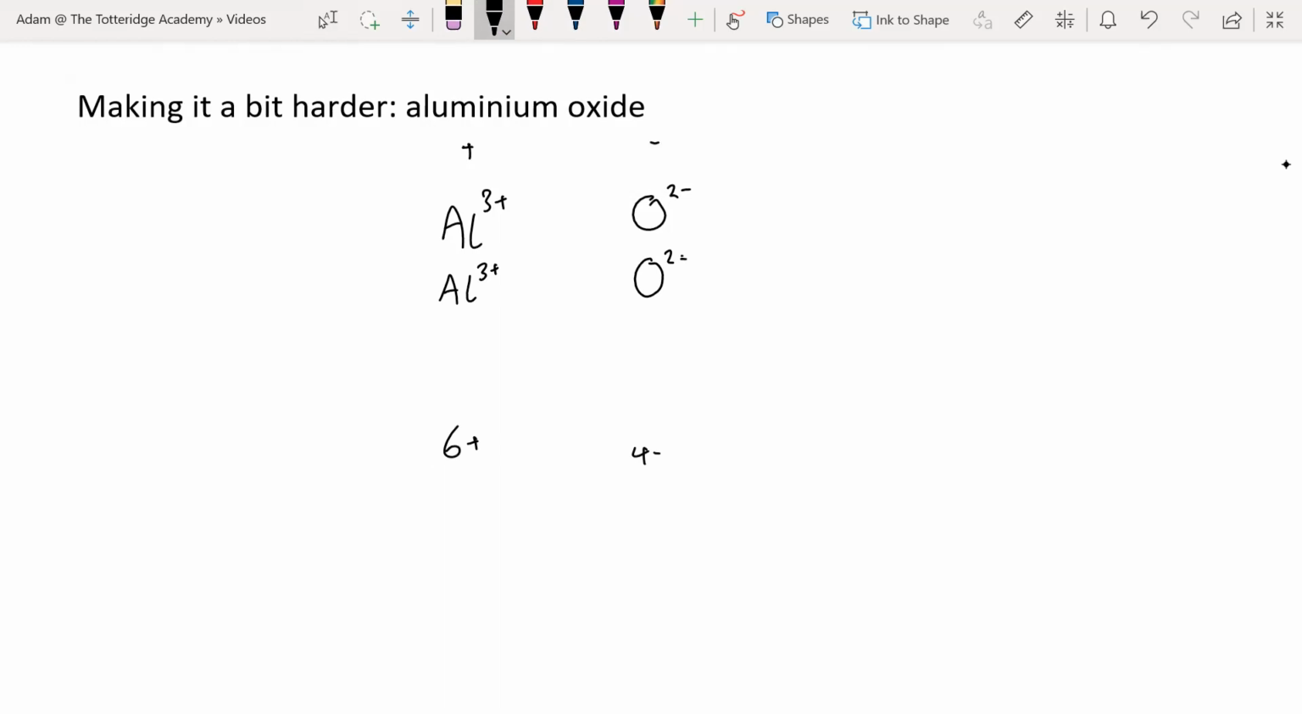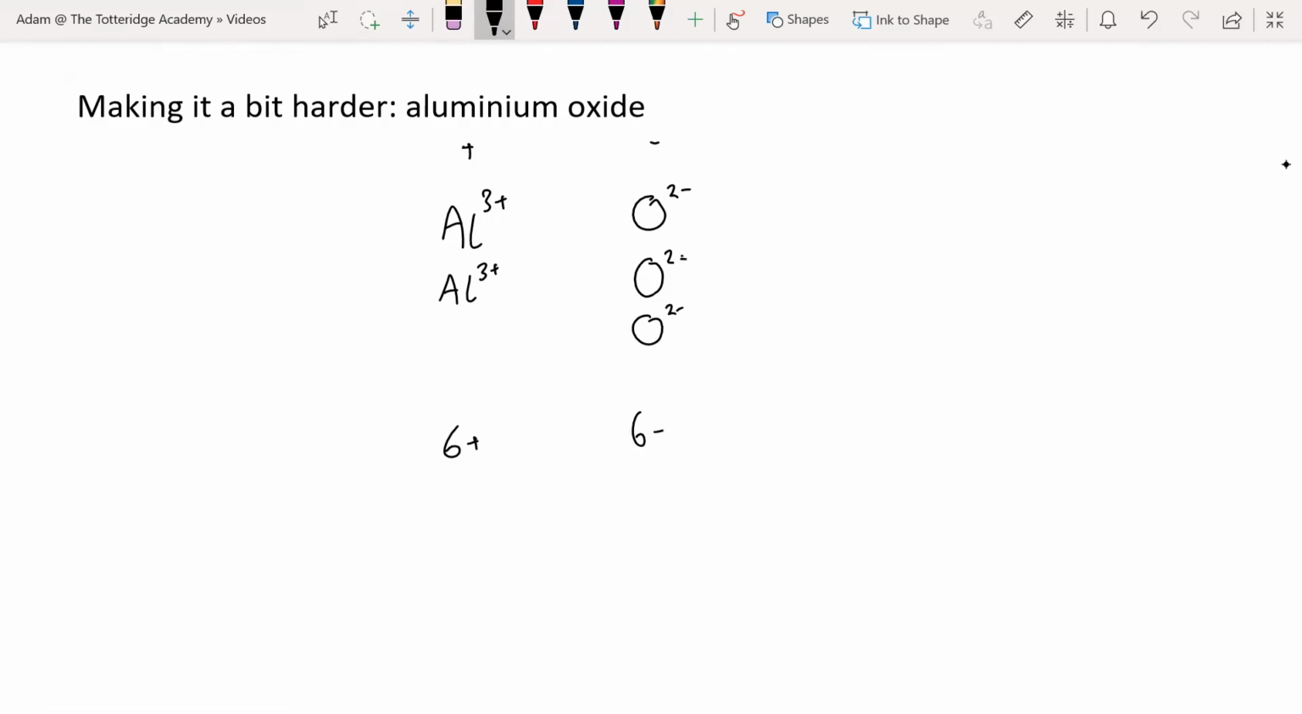I'm sure you probably worked out what I can do to finish this off. Call out your answer to the screen. What can I do to finish this one off? 1, 2, 3. I can just add another O2 minus. And that will give me 6 minus.